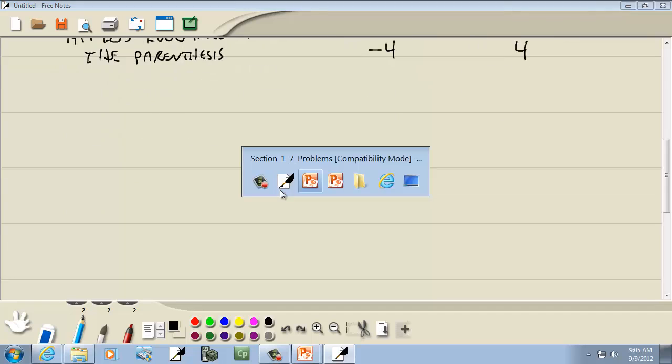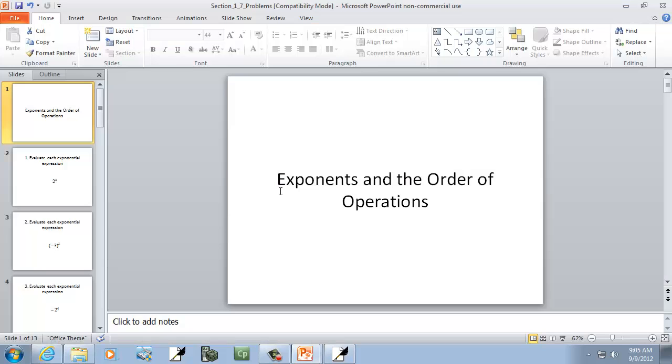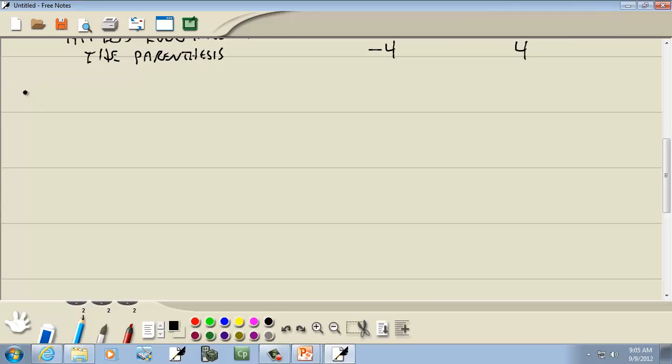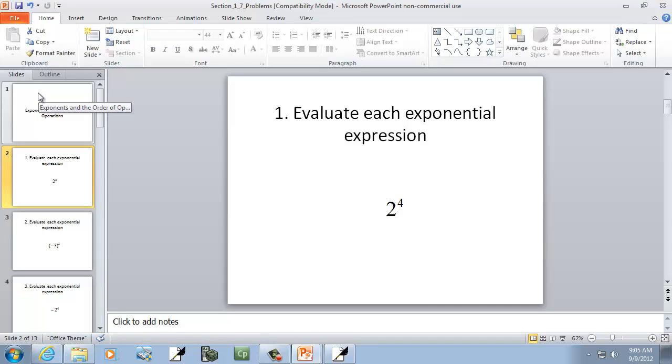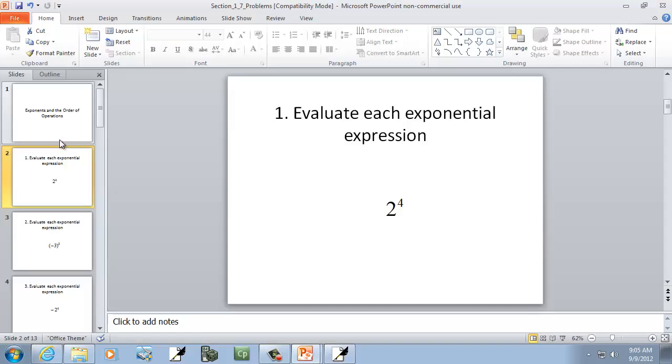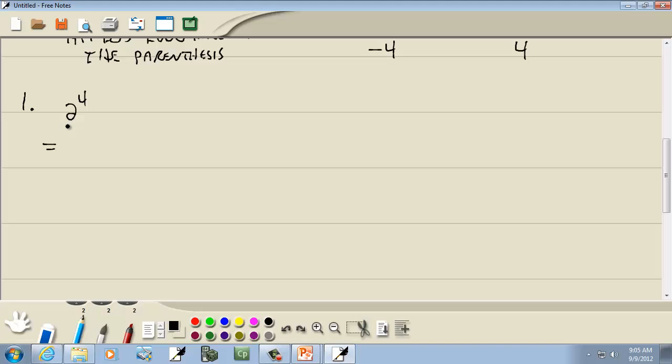Well, let's look at some problems on exponents. This one we already saw, but, well. Hopefully all of these aren't the same. Okay, 2 to the fourth. Again, the instructions say evaluate each exponential expression. And again, the 4 tells us we're going to have 4 2s. So we'll multiply 2 times itself 4 times, which we've already said is 16.